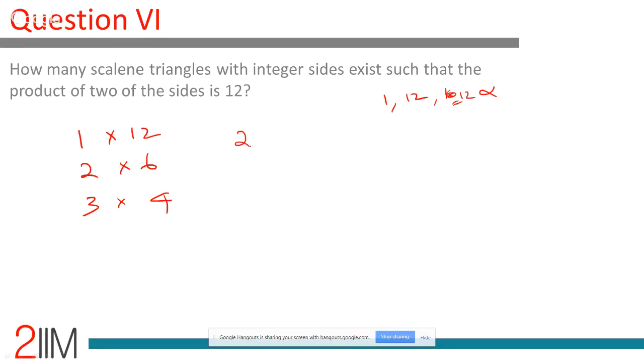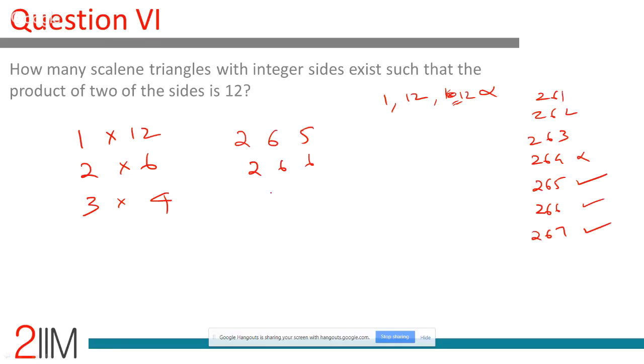Now let's move to 2, 6. 2, 6, 1 doesn't work. 2, 6, 2 doesn't work. 2, 6, 3 doesn't work. 2, 6, 4 doesn't work. 2, 6, 5 will work: 2 plus 5 is greater than 6. 2, 6, 6 will work. 2, 6, 7 will work: 2 plus 6 is greater than 7. 2, 6, 8 won't work. So the sides of the triangle were 2 and 6, and the third side could be 5, 6, or 7. 2, 6, 6 is isosceles. Forget about this. These two are possible.